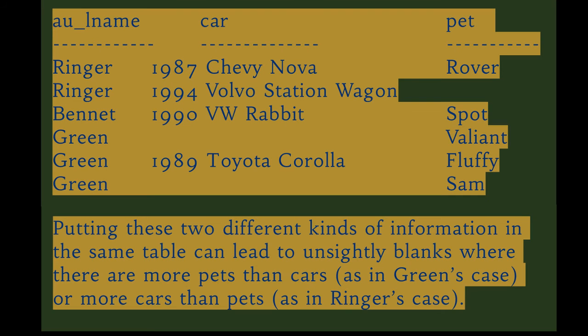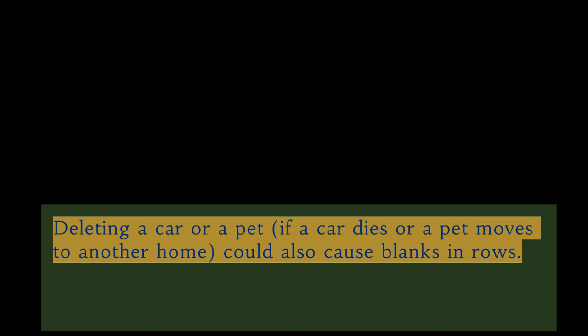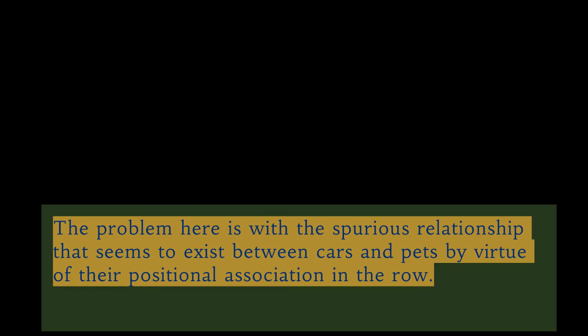Putting these two different kinds of information in the same table can lead to unsightly blanks where there are more pets than cars, as in Green's case, or more cars than pets, as in Ringer's case. Deleting a car or a pet, if a car dies or a pet moves to another home, could also cause blanks in rows. The problem here is with the spurious relationship that seems to exist between cars and pets by virtue of their positional association in the row.